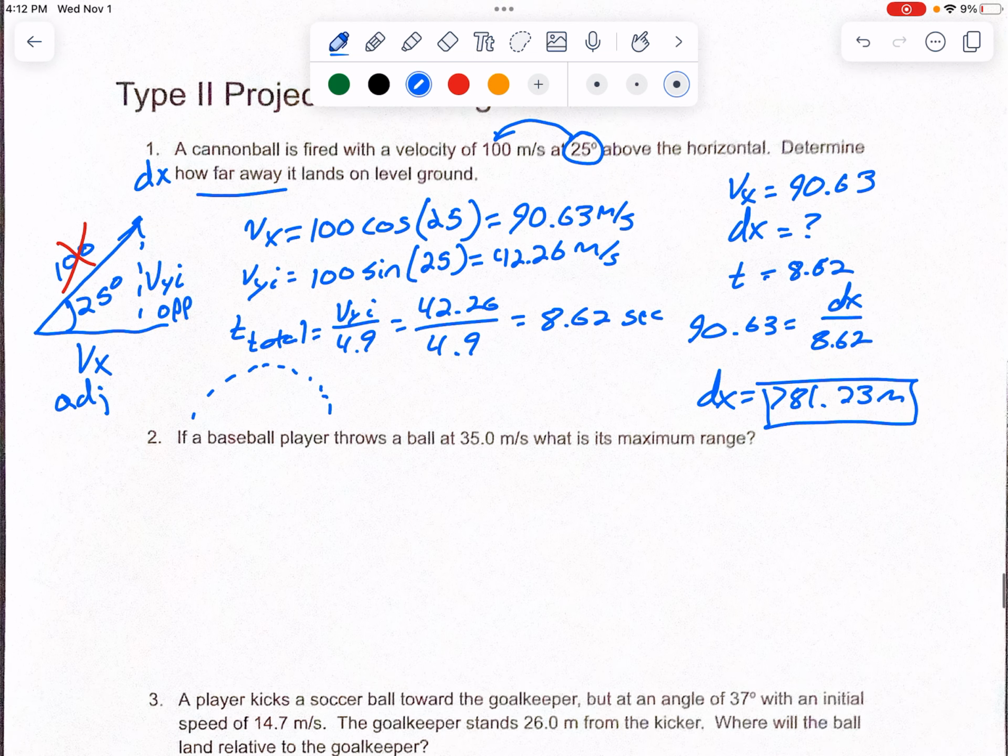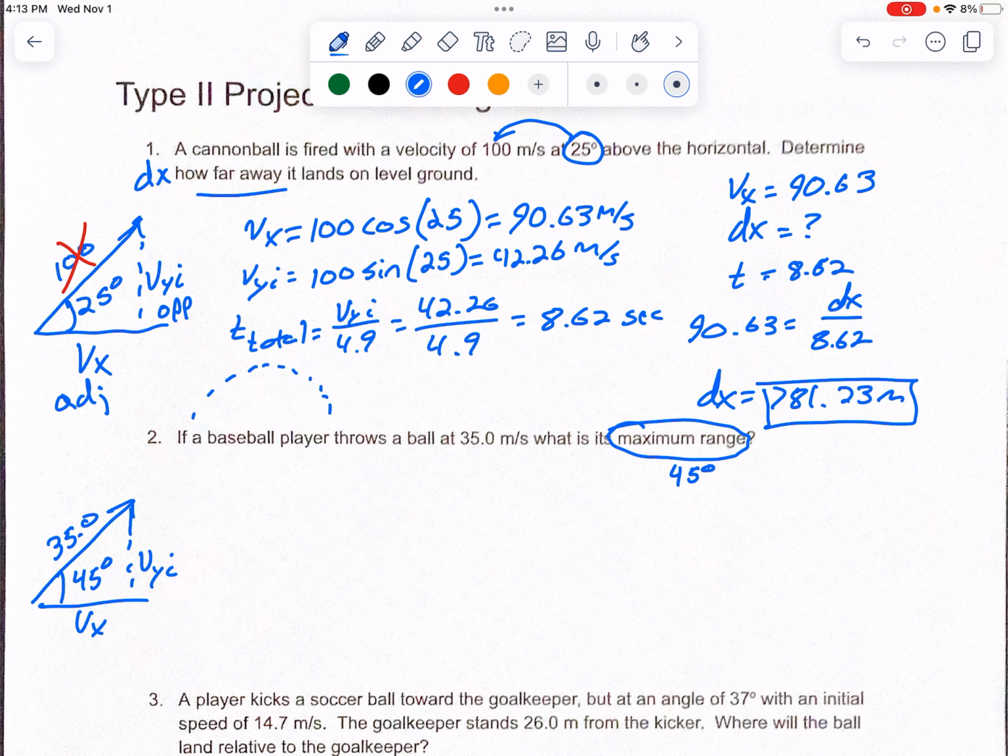If a baseball player throws a ball at 35 meters per second, what is the maximum range? So I gave you a value, but I didn't give you an angle. But my dead giveaway that your angle is going to be 45 degrees is the phrase maximum range. That is the best angle for maximum range. So my triangle would look like this: 45 degrees, and my hypotenuse is 35.0. We're going to break that into our Vx and Vyi.